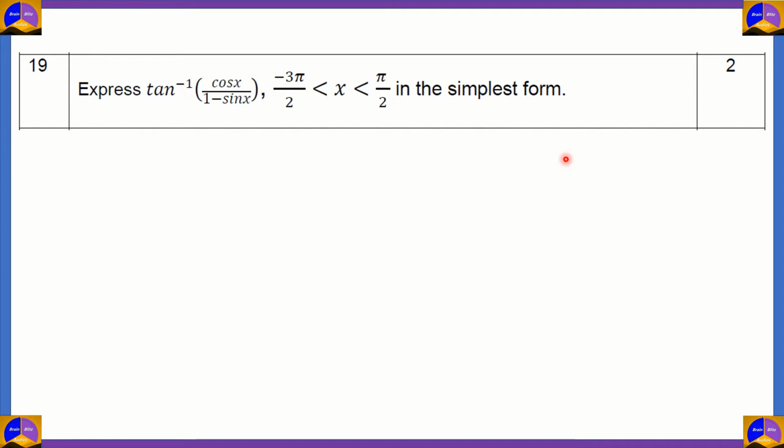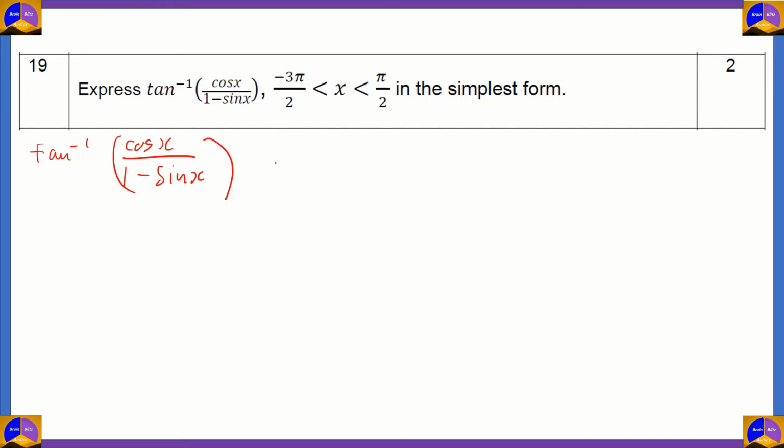Let's look at our first question, which in this case is question 19. Express tan inverse of cos x by 1 minus sin x, where minus 3 pi by 2 is less than x less than pi by 2, in the simplest form. This is for 2 marks. As in any question, the first thing you need to do is to write out this expression. Tan inverse of cos x divided by 1 minus sin x.